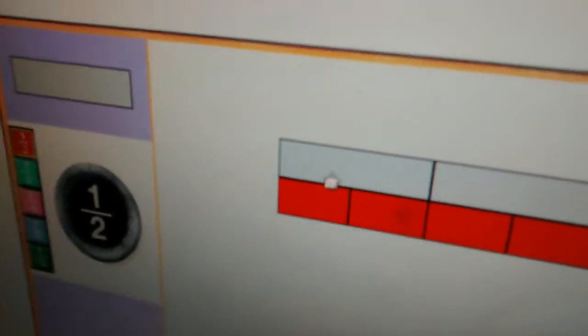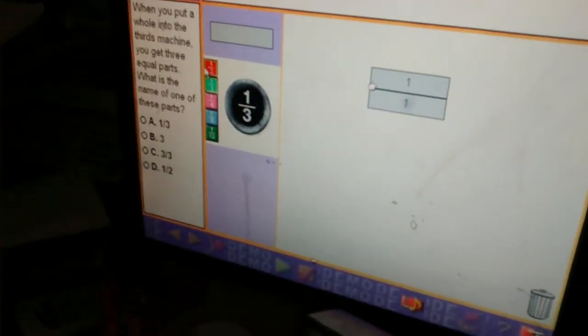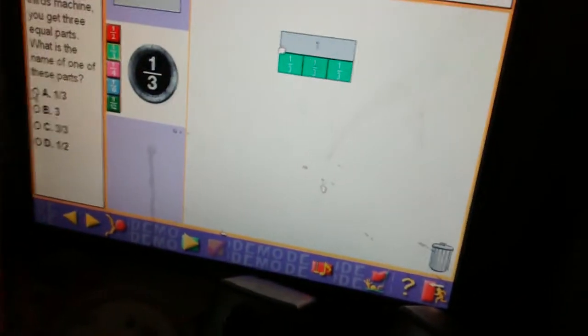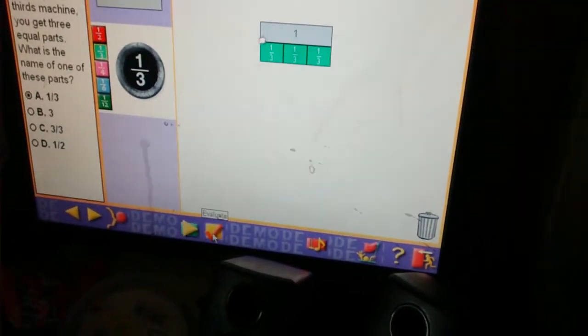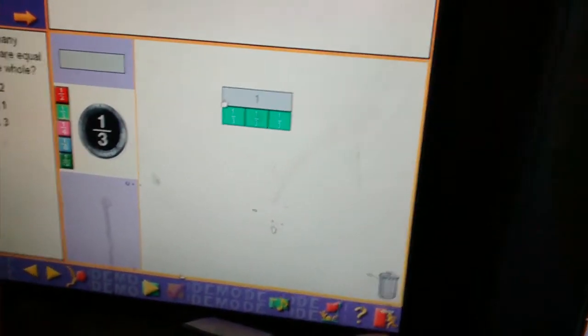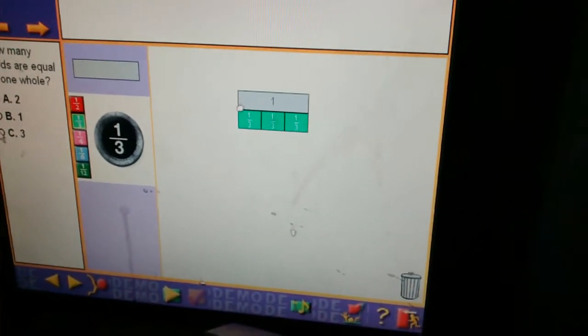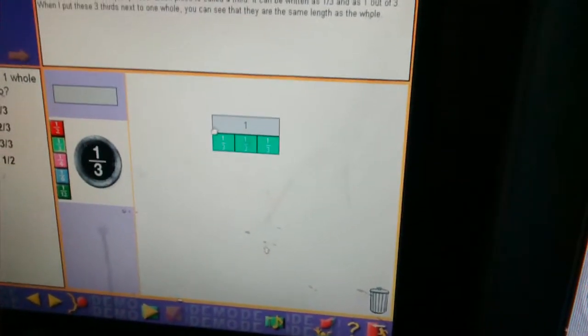Each of these strips is one whole. When you put a whole strip through the thirds machine, it cuts it into 3 equal pieces. How many thirds are equal to one whole? Let's see, which one are we using? You got that one correct?